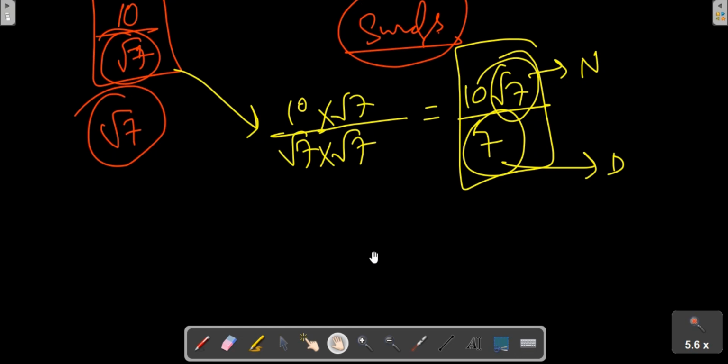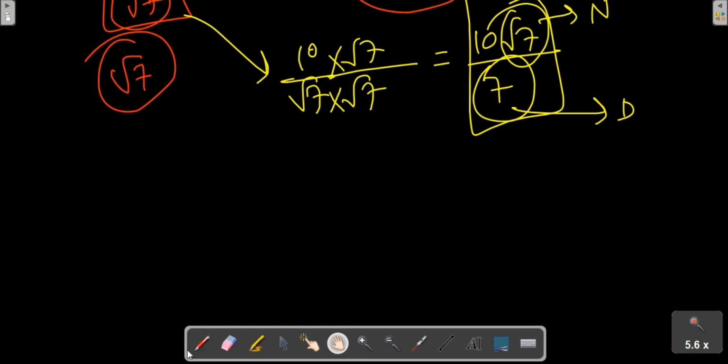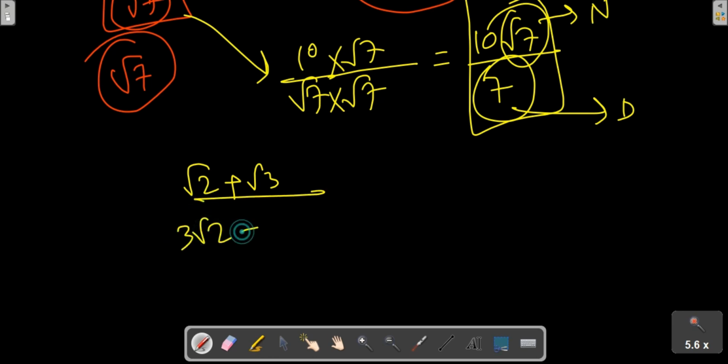But this is actually a very simple type. What type of sum actually comes in the board papers? You will find this kind of sum. Suppose I take any sum arbitrarily from the book. Suppose it is the sum: 2 plus root 3 by 3 root 2 minus 2 root 3. So this is the sum.